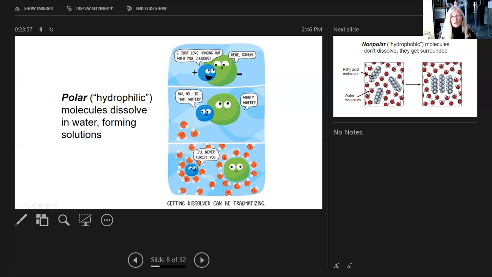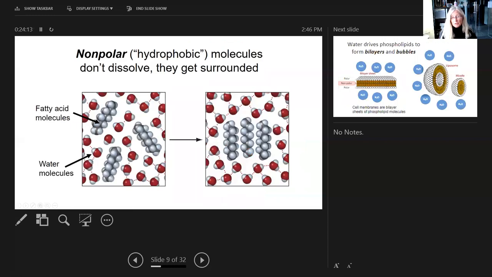So polar compounds are called hydrophilic. Philic means to love. So these are water-loving because they react with and dissolve in water. The opposite of that would be nonpolar compounds. So these are compounds that don't have opposite ends.